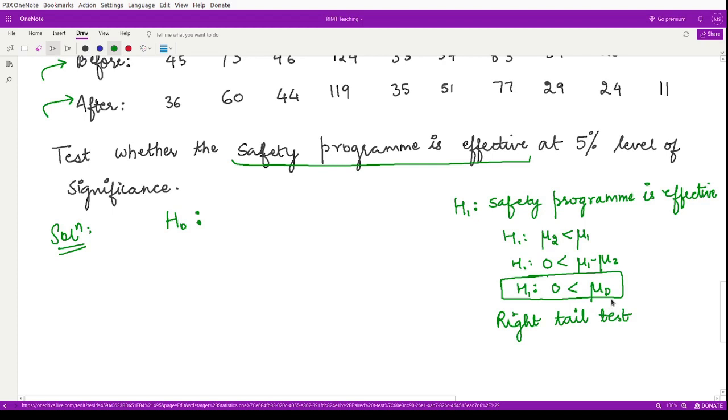Corresponding to this alternative hypothesis, your null hypothesis would always say that there is no difference that the program is making. So we will say that mu1 would be equal to mu2 here. In this case, we will say mu1 minus mu2 would exactly be equal to 0, or we will say mu d is exactly equal to 0. So this would be our null hypothesis. So according to this null hypothesis, what are we to do?